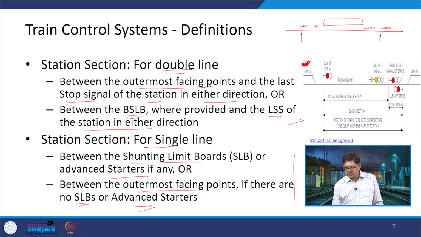Now, let us look at the diagram which is being given on the right hand side. This right hand side diagram is talking about a block section. Here you can see this is the last stop signal for station A and this is station B. And in the case of station B, we are taking the first stop signal of station B here. So, this is the first stop signal plus adequate distance. That adequate distance which we are taking is also known as the block overlap, and this total distance is being considered as a block section.